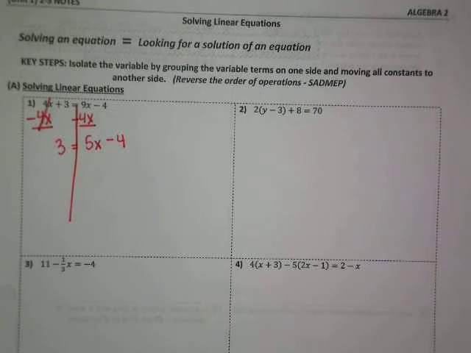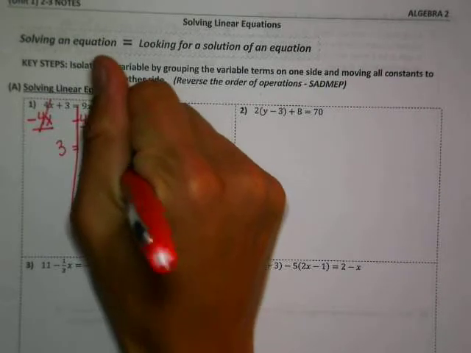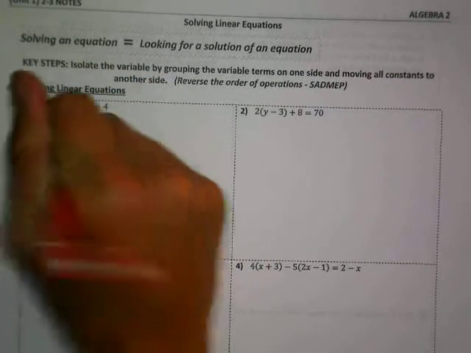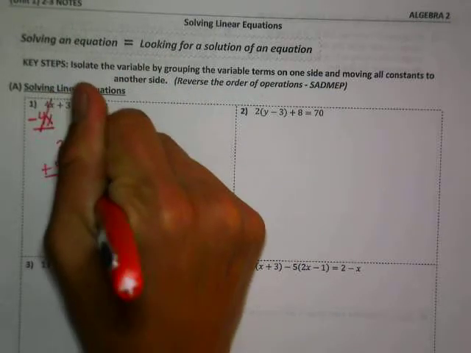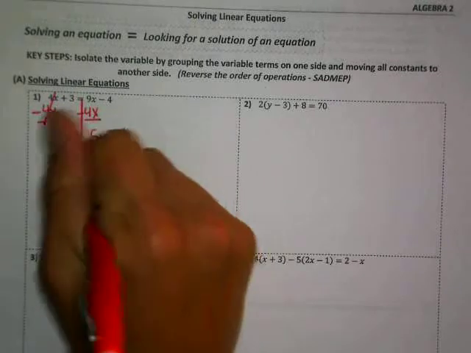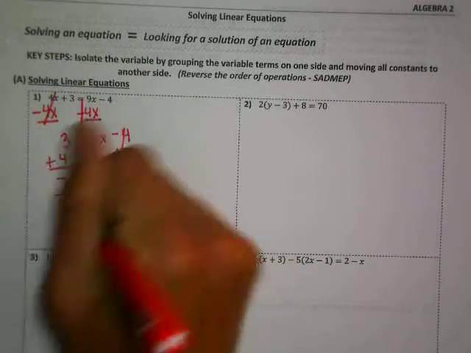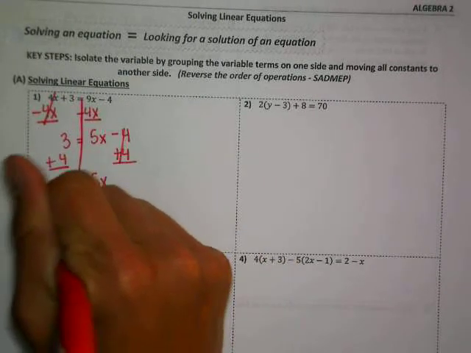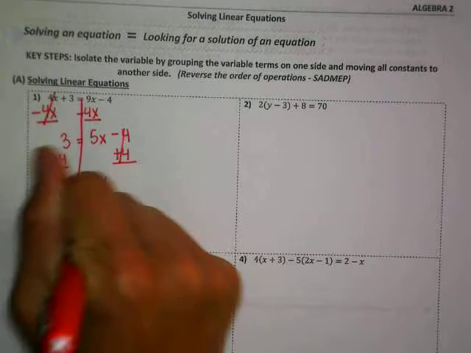Right, and so now I want to get rid of this stuff on the side with the x. I want to get rid of the 5 and the negative 4. And if you ever wonder what to get rid of first, whatever the order of reverse PEMDAS is, that's what tells you. So add the 4. So I get 5x over here, 7 over here, and then divide by 5. So 7 over 5 is x.